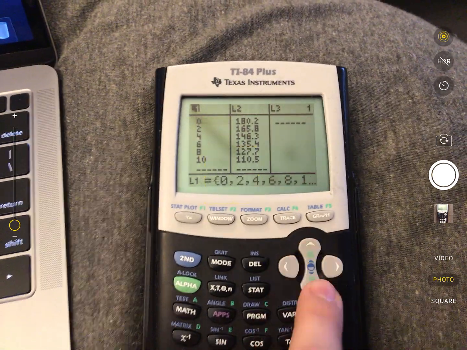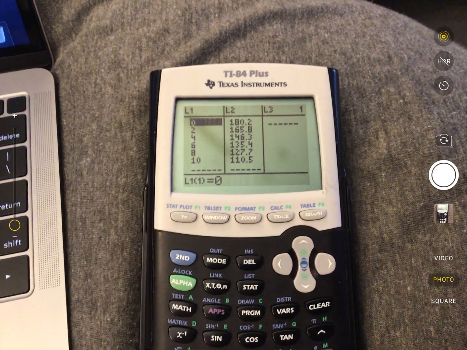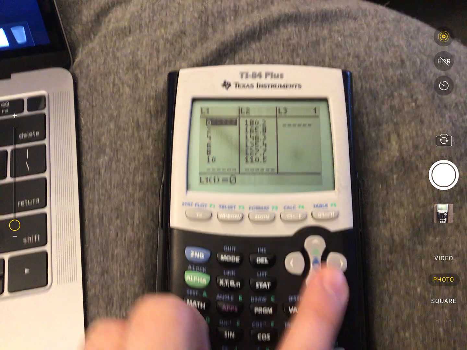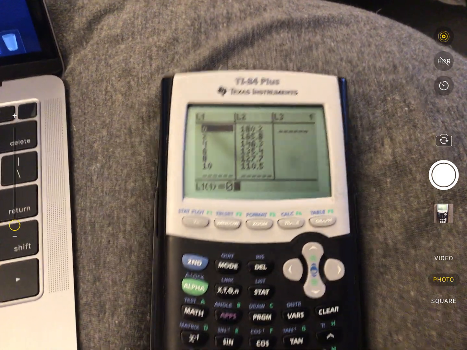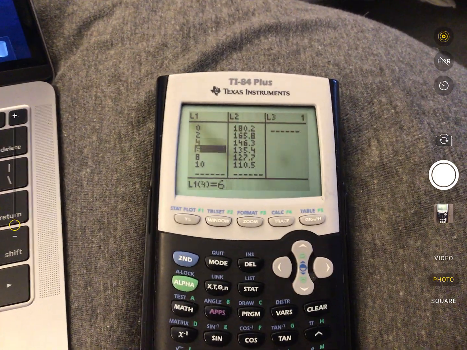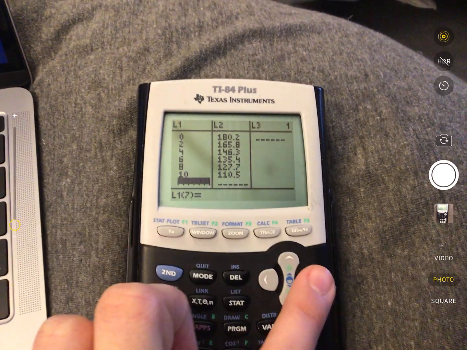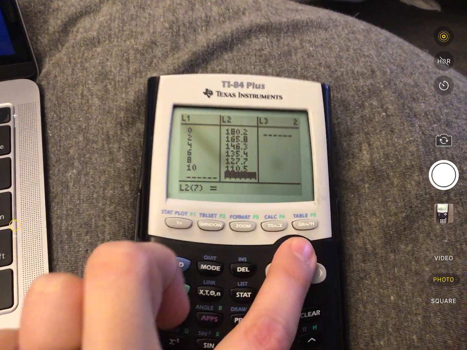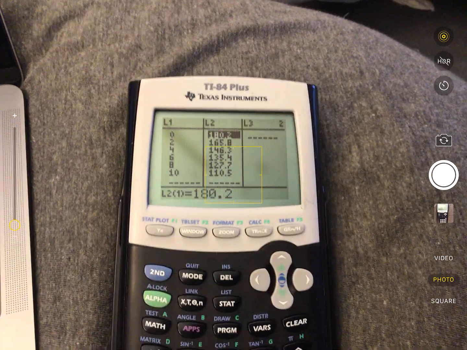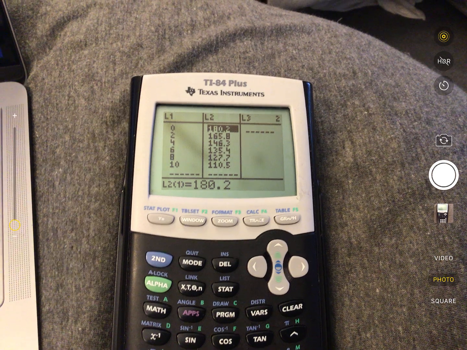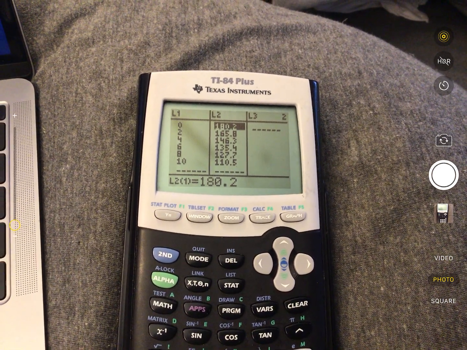So what you're going to start doing is you're going to just go to the top of list 1, right below L1, and you're just going to start typing in the numbers 0, 2, 4, 6, 8, and 10. You can scroll by hitting enter between each one. You can just see now that I'm kind of typing over these just to show you how to get around. And then you can just scroll to the right, and that would bring you to the top of L2 since you don't have data in there. So take a moment to type all of that data in.